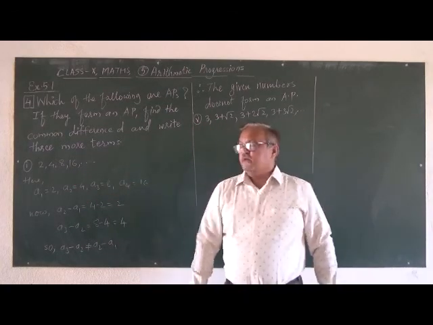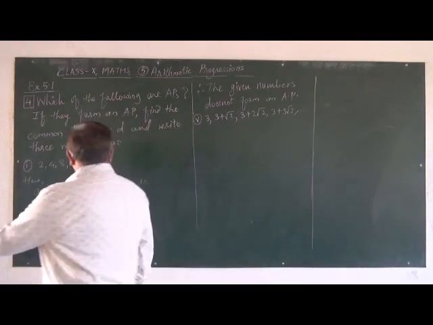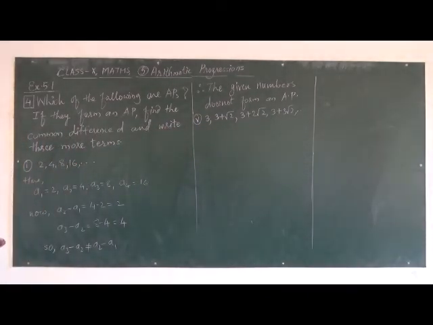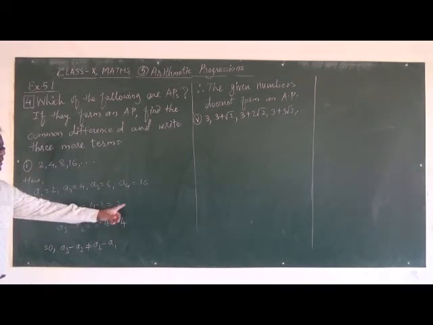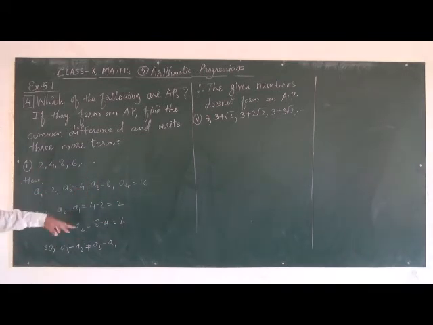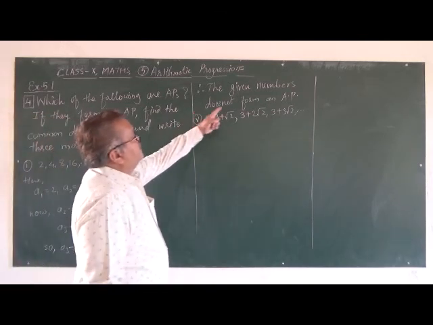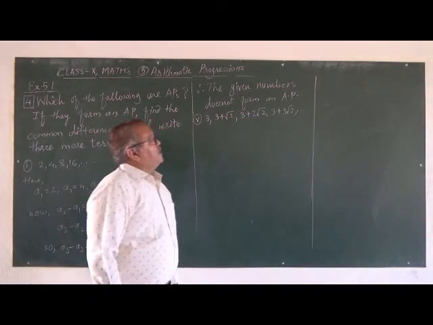How to find the common difference? Take the difference of two successive terms. So we will begin with A2 minus A1. A2 minus A1 is 4 minus 2, which is 2. Then A3 minus A2 is 8 minus 4, which is 4. And therefore A3 minus A2 is not equal to A2 minus A1. Therefore the given numbers do not form an AP.